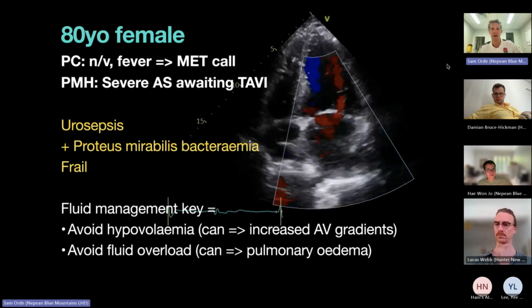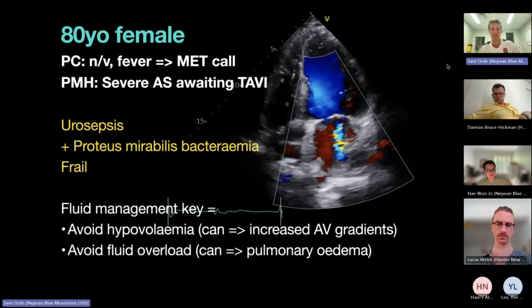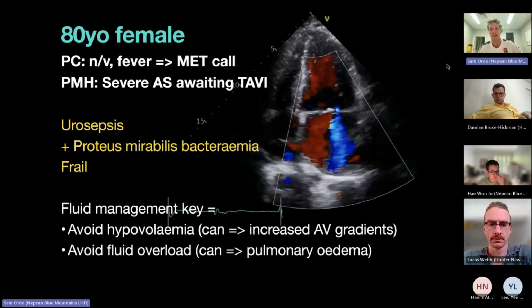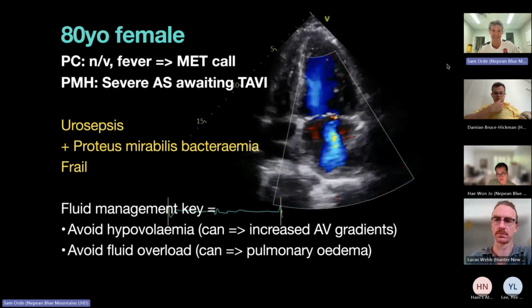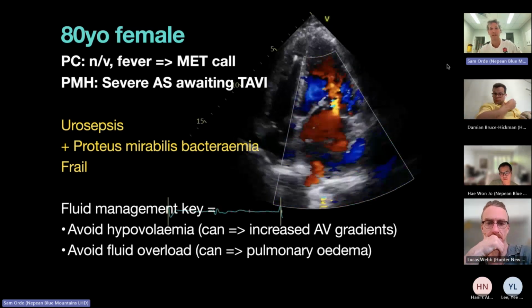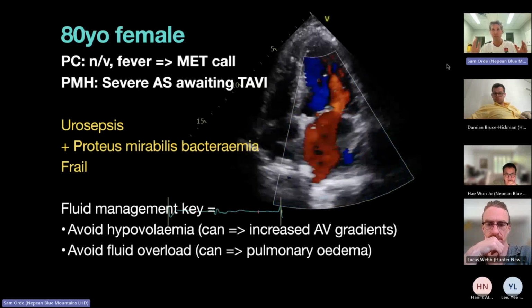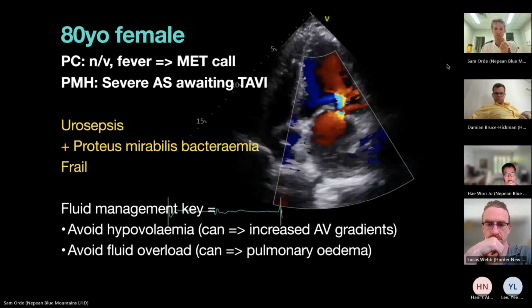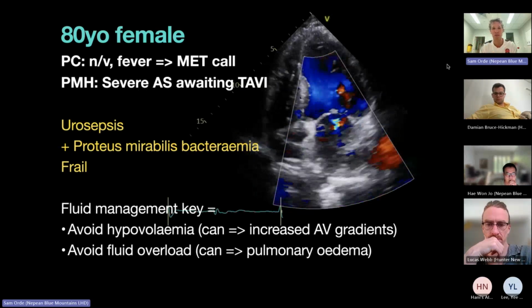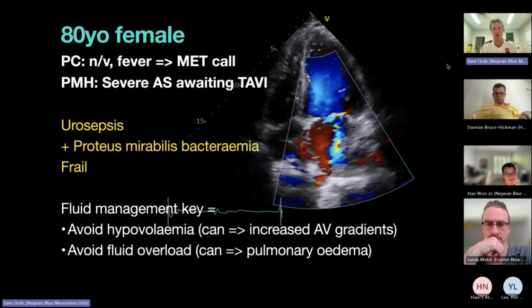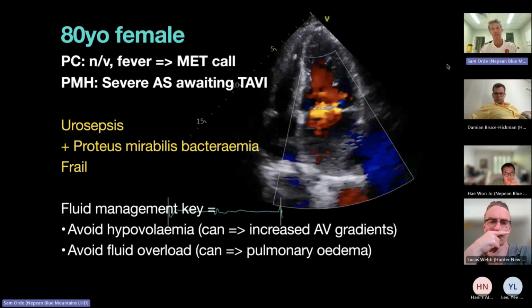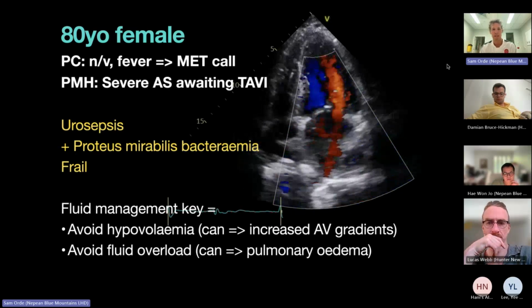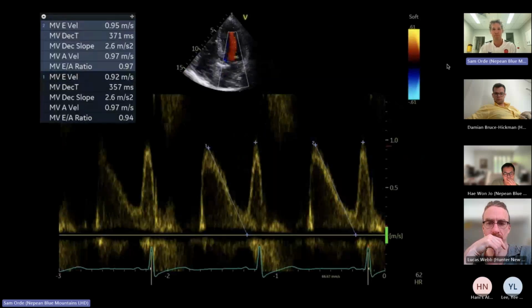She's known to have severe AS and was awaiting a TAVI. So this lady, I'd be putting in that category of being pretty high risk if we're going to start trying to give her an anesthetic, trying to intubate her. But she's got septic shock. We know we've got to give her some fluids to help with this, but we've also got to know that if we give her too much fluid, that's going to be a bad thing. So fluid management is really important.